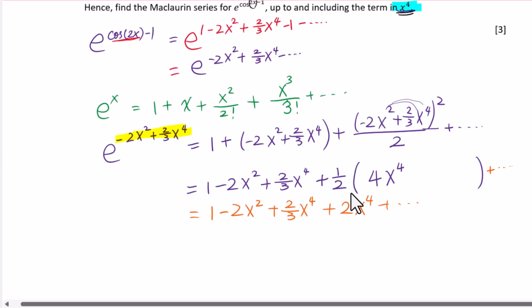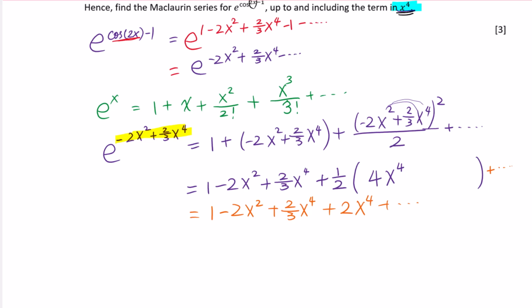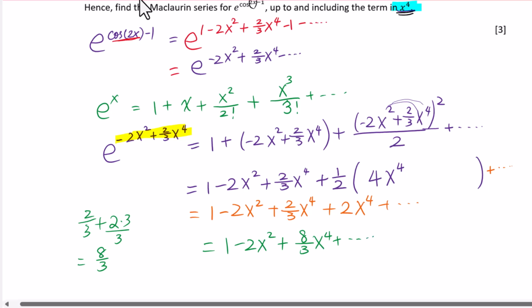Then combine like terms. 2 over 3 plus 2 times 3 over 3, which is 8 over 3, equals 1 minus 2x squared plus 8 over 3x to the fourth power, and so on. This is e to the power of cosine 2x minus 1.